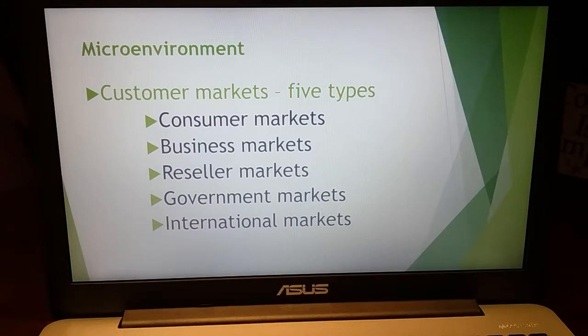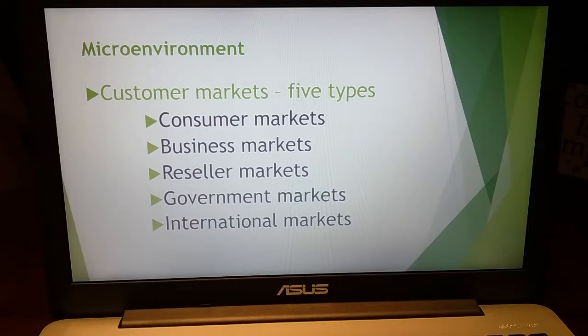And then reseller markets are people to whom you sell things and then they resell. Government markets are people who have government contracts, and then international markets are people to whom you sell outside of the country. You might be involved in one or two of these markets. Mostly what we're interested in this class are consumer markets. That's really what we're going to focus on in this class. We'd also talk a little bit about international markets, but generally speaking, we're focused on consumer markets here. Most businesses, as I said, probably only have 1, maybe 2 customer markets.